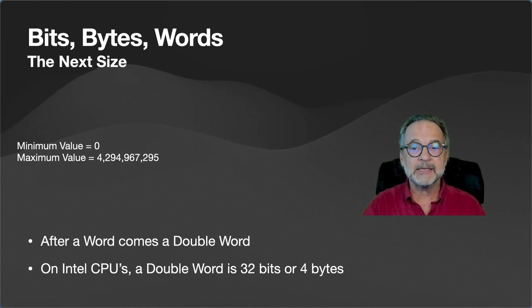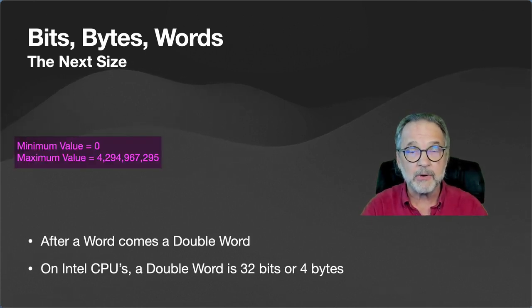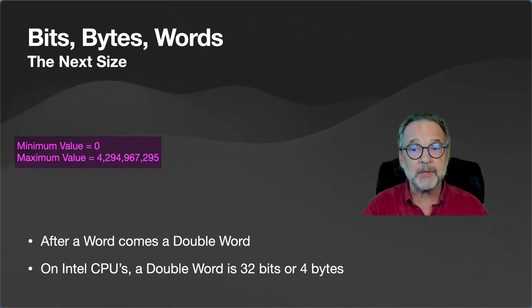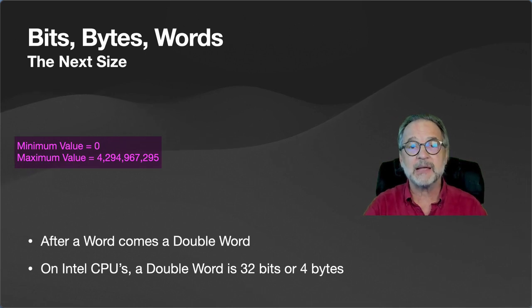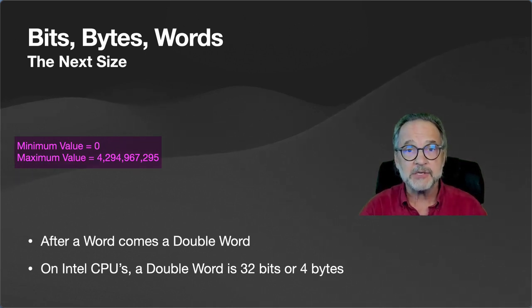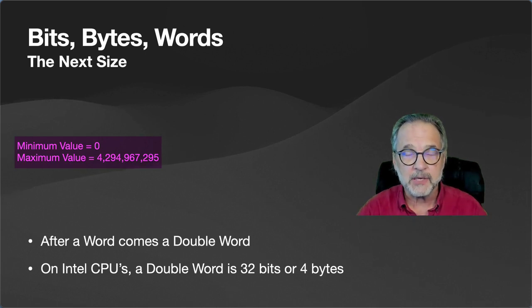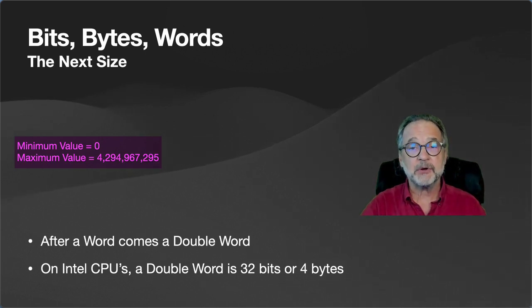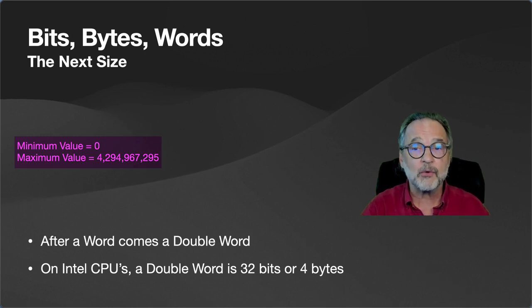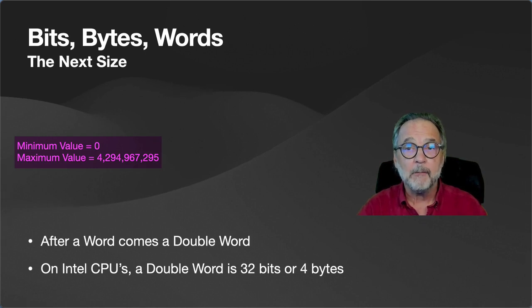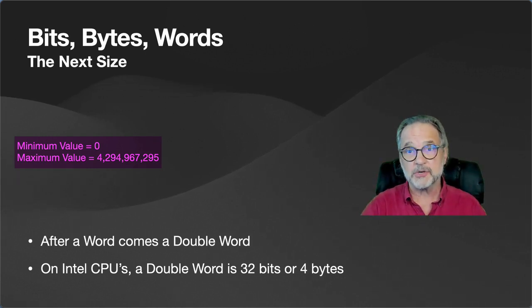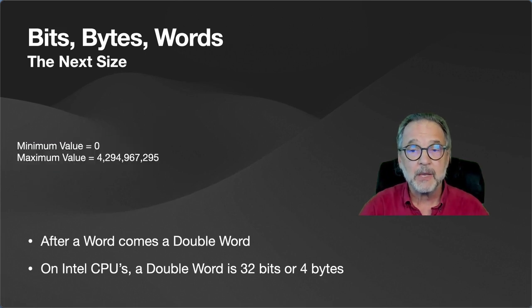The next one is the double word, and the double word is 4 bytes, 32 bits, and it goes from 0 to 4,294,967,295, and that's basically 4 gig. So the larger the data size you're dealing with, the larger the value can be. Also, if the CPU is a 32-bit CPU, it can only address 4,294,967,295 memory addresses, because that's the largest number that you can store in a 32-bit CPU.